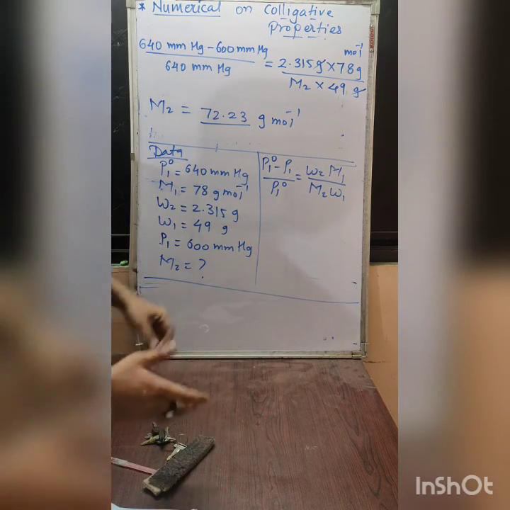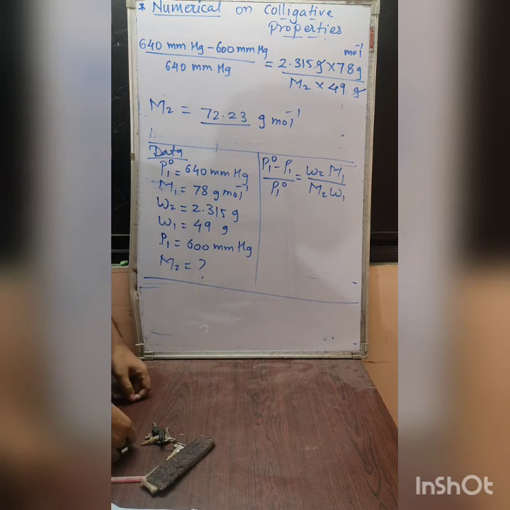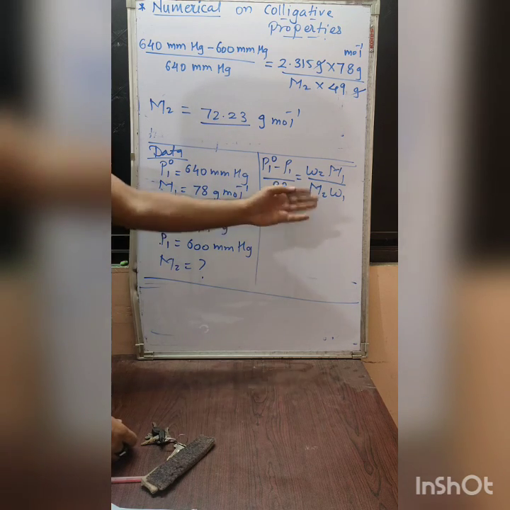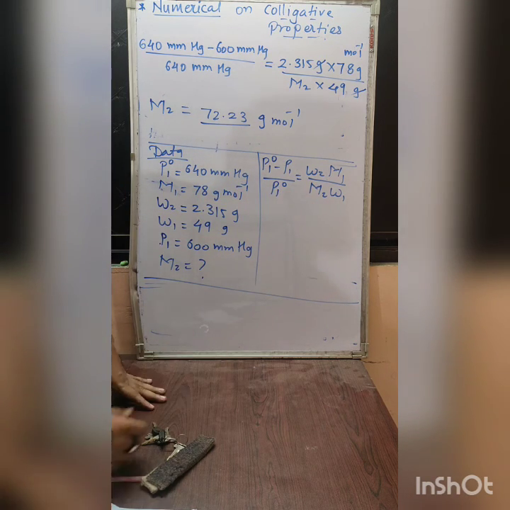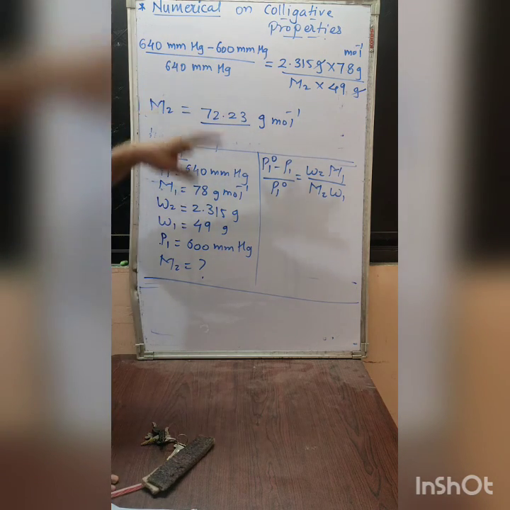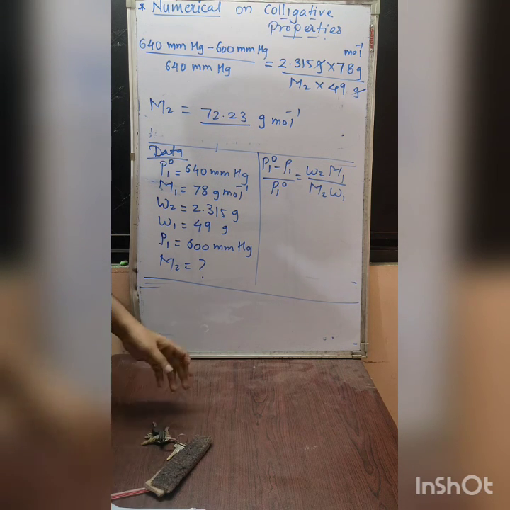So every time in the exams, some values are given, and sometimes it is asked to find out the vapor pressure of the solvent, sometimes the vapor pressure of the solution, sometimes the molar mass of solid. We have to use the same formula. Okay. So we are complete with the first numerical part based on relative lowering of vapor pressure.